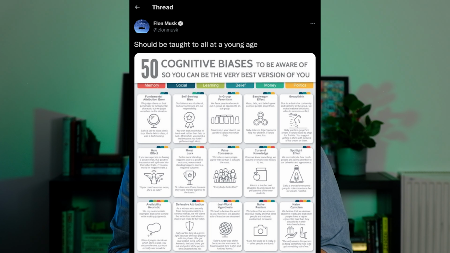Now, Elon Musk tweeted out this image depicting 50 of the most common cognitive biases. It's an infographic created by Carly Hallman, and you can find her original article and graphic in the link in the description. So let's take a look at some of these now. Let's go through a couple quickly.